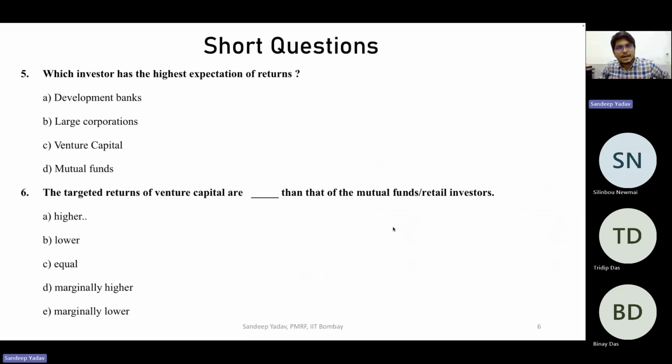Which investor has the highest expectation of returns? Development bank, large corporates, venture capitalist, or mutual funds? So as we know, the mutual fund has the least expectation of returns, as do the other options, and the development banks also. So highest expectation of the returns will be venture capitalist.